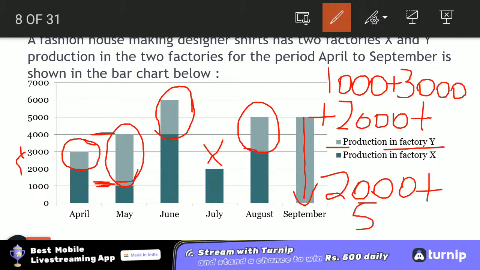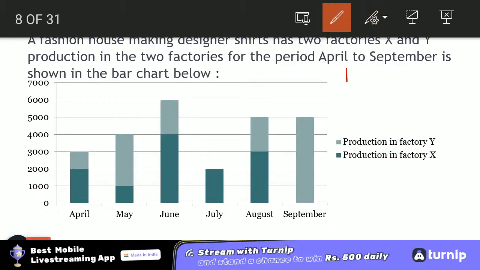So if we will add all the production, tell me what will be the total production done by the factory Y. So 1000 plus 3000, 4000, 4000 plus 2, 6, 6 plus 2, 8, and 8 and 5 means 13. So if we'll talk about the factory Y, production was 13,000. Total production done by factory Y.